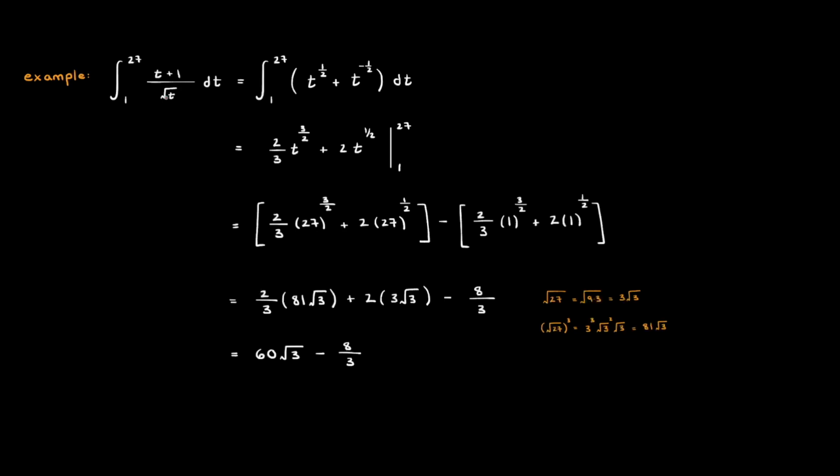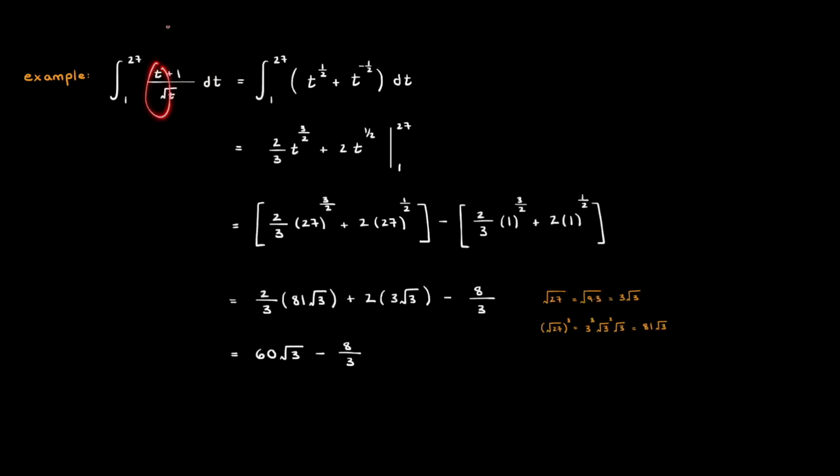So as I mentioned before, the way to tackle these problems is that you have to manipulate the integrand and write it purely as a sum and difference of functions. And in this case, we can basically divide each term by square root t. And square root t is just t to the 1/2 power. And then you can use exponent properties.